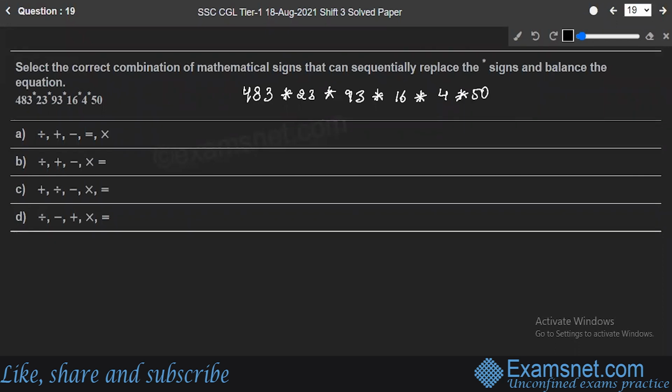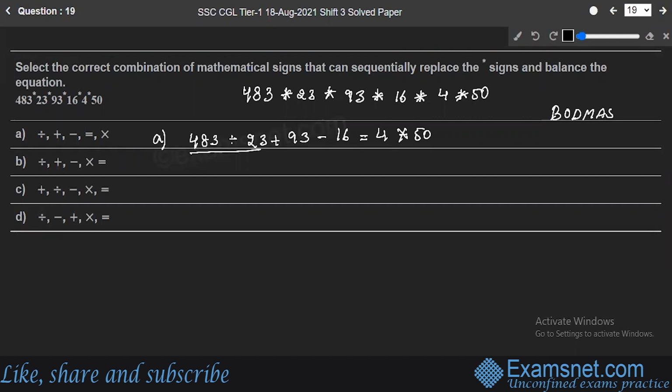Let's fill in the first one, option A. So this becomes 483 divided by 23 plus 93 minus 16 is equal to 4 multiplied by 50. Now if you look at this whole expression, according to BODMAS, first of all, you'll be using BODMAS over here. According to BODMAS, first of all, we'll be dividing these two terms.